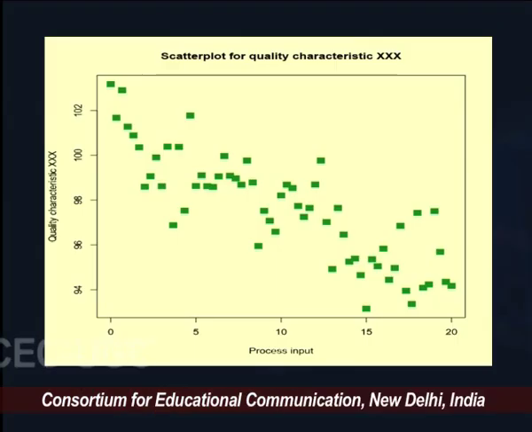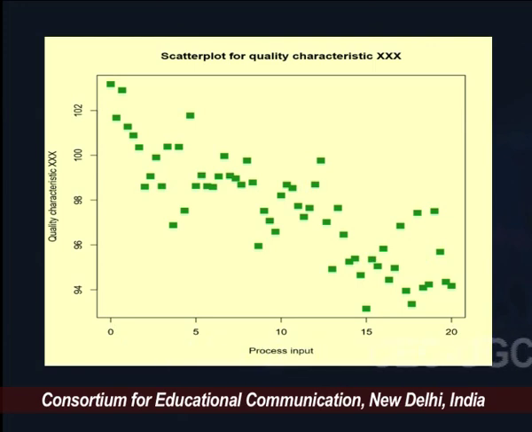For example, if you see on your screen, we have two axes and two different labels. So each of these x and y coordinates form one data point. So the plot says scatter plot for quality characteristics. On the x-axis we have process input and on the y-axis we have our quality characteristics. Both of these data point coordinates together create one scatter plot.